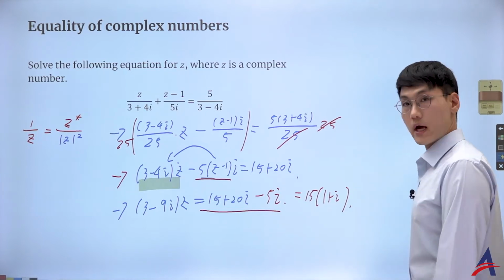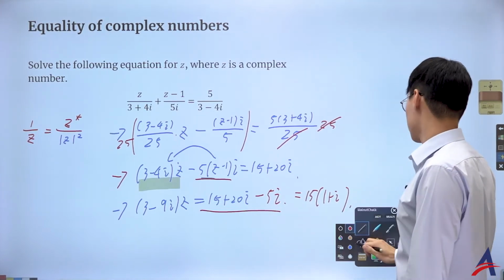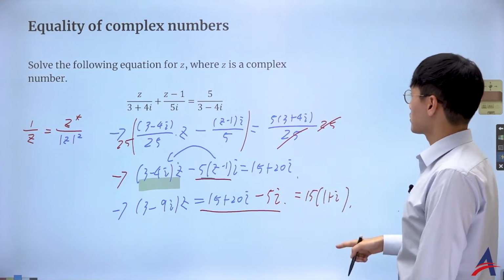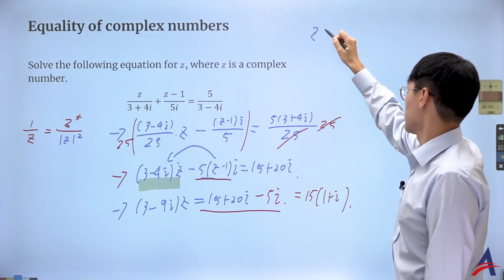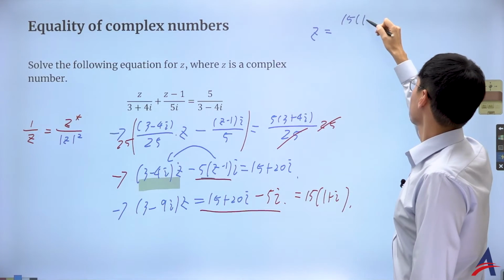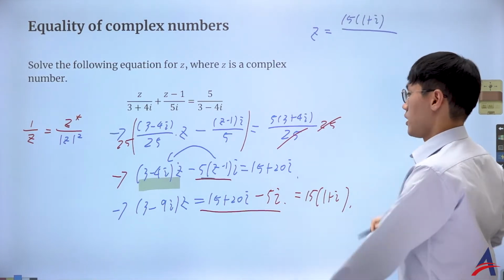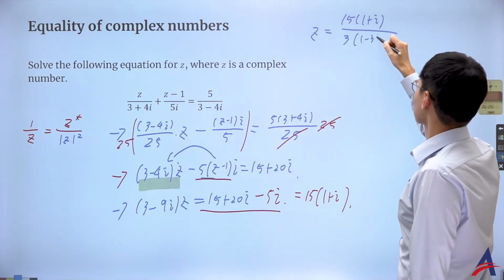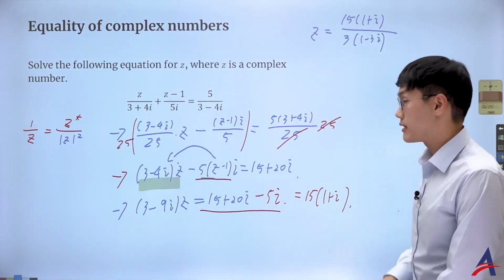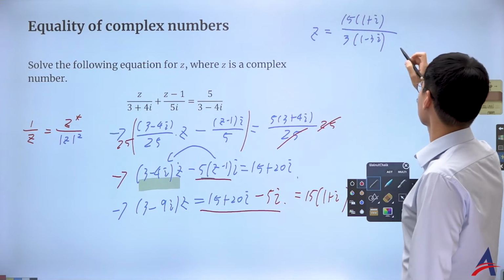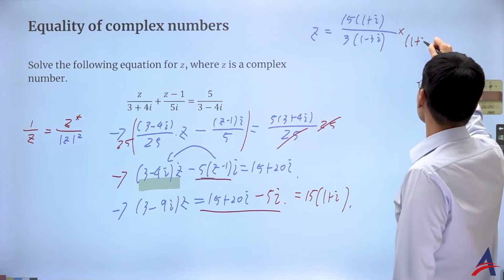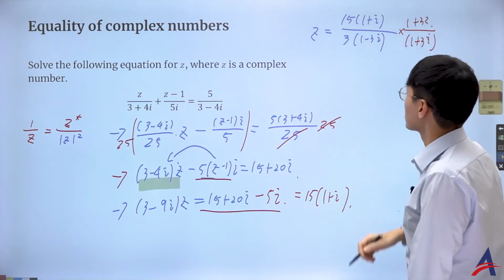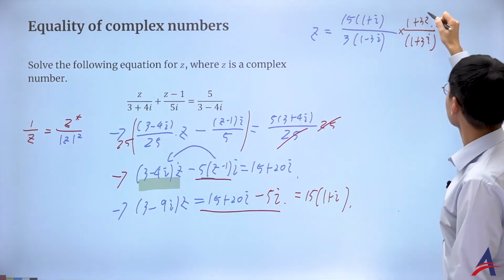Okay, so I'm very happy because now I can just rearrange to get the z, isn't it? If I just rearrange, then z is going to be 15 times (1 plus i) over, on the bottom, I factorize by 3, so that's going to be 1 minus 3i. And then I'm going to multiply by the conjugate. That's going to be 1 plus 3i on the bottom and 1 plus 3i on the top.